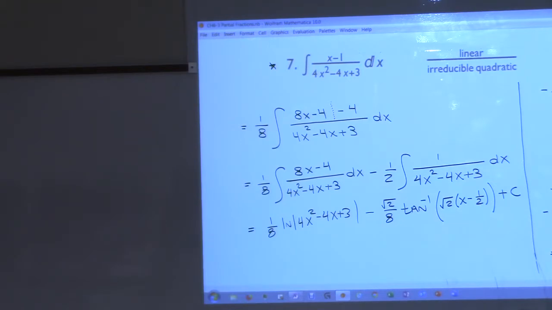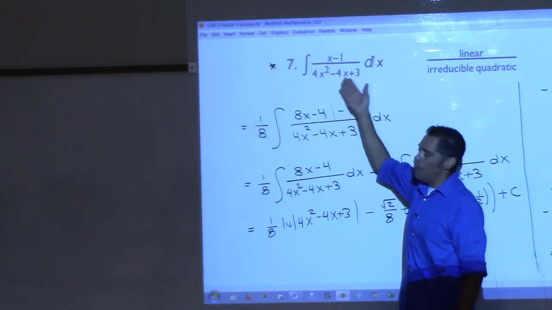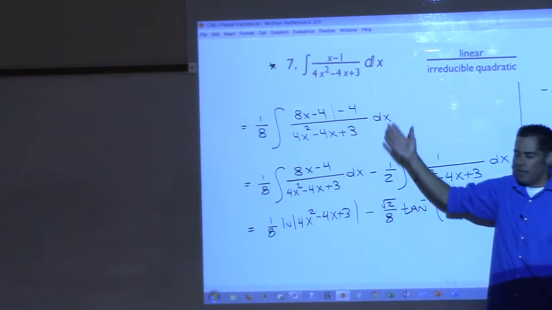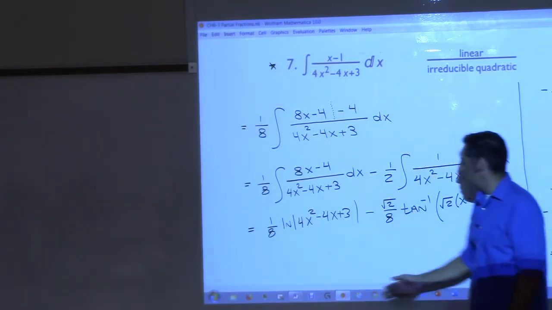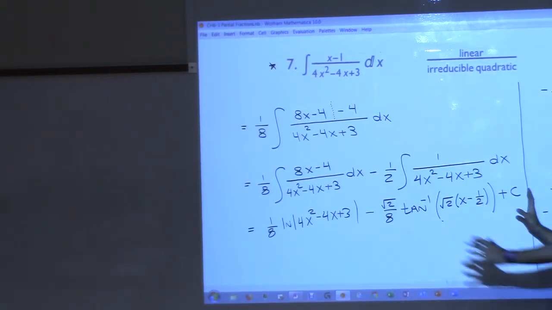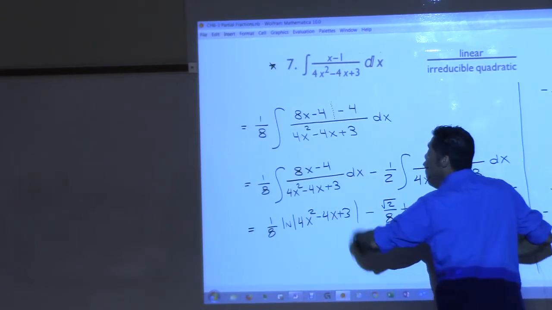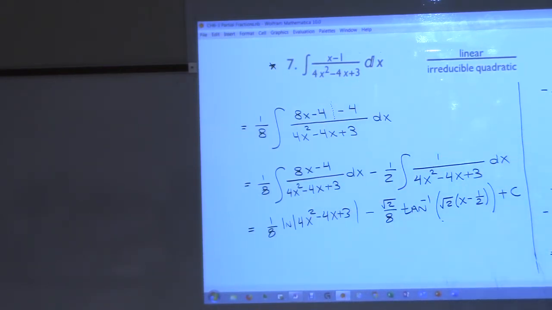I mean, who would think that to find the antiderivative of a rational function like that, it would require logarithms and inverse tangent functions, right? So if I take the derivative of this, go through all that in Cal 1, I should be left with that at the end.